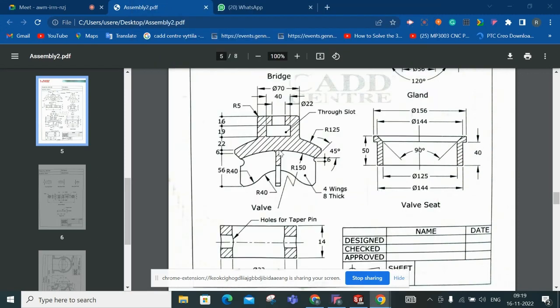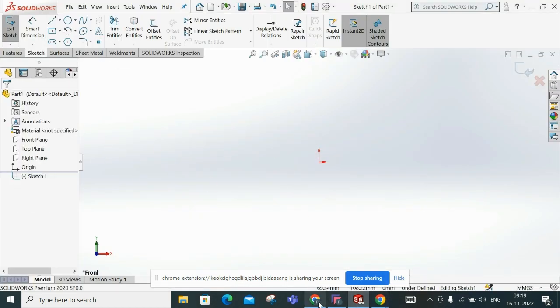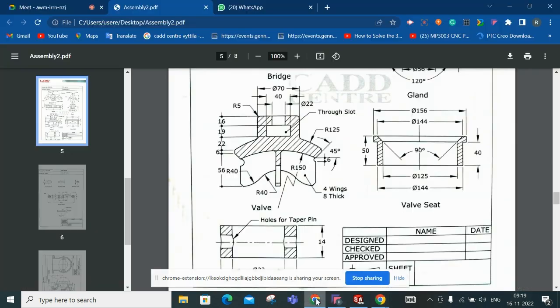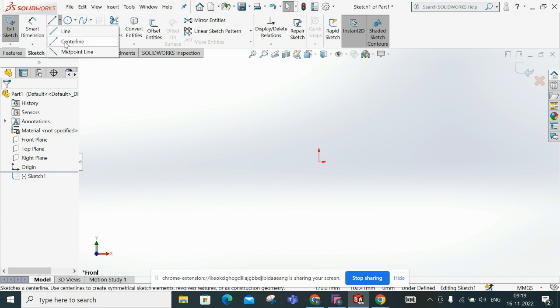Okay, you see, first of all, I am drawing up to this hatched portion. Then we can draw the wings. For drawing the hatched portion, try to draw this thing. There's an arc of radius 150, and the center point of that arc is not known to us. That is why it is having this symbol. First of all, draw an arc of 150 radius.